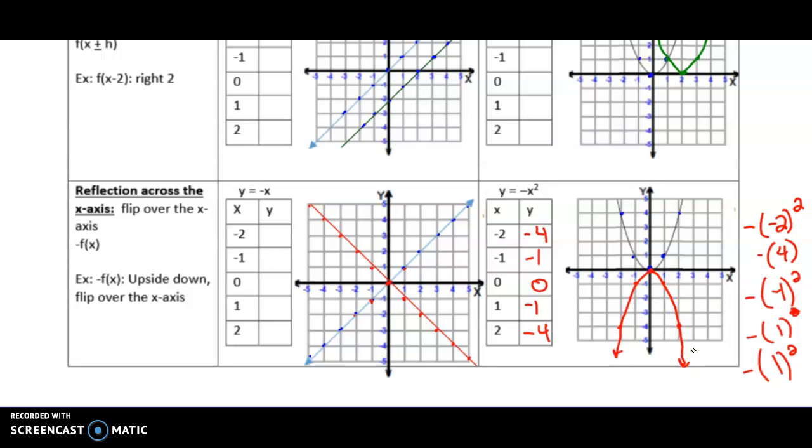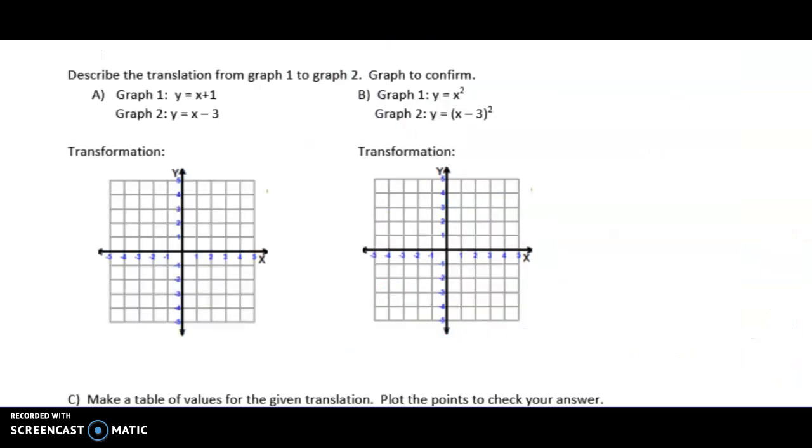All right, so those are the main translations. We're going to practice them here. Describe the translation from graph 1 to graph 2. So graph 1, I'm just going to graph this out just so we can have a visual of it. y equals x plus 1. So our starting point is plus 1, up 1 over 1. So we're taking that original y equals x and we're moving it up 1. So that plus 1, think up 1.